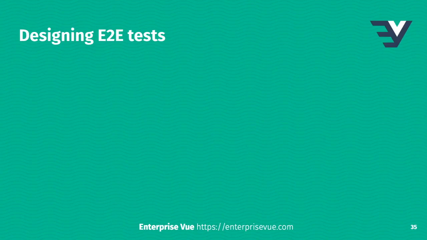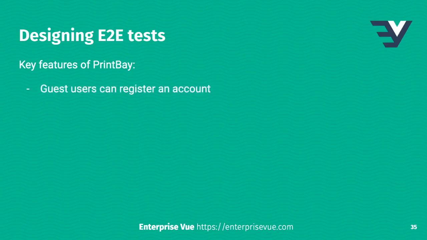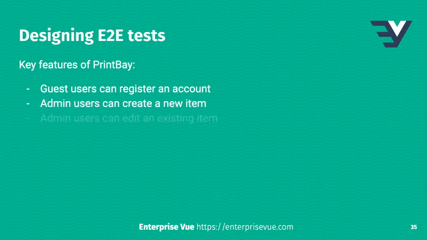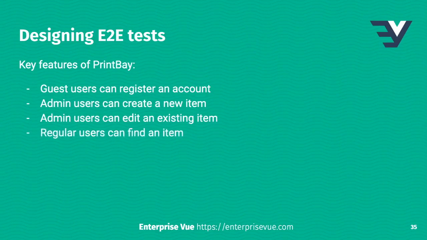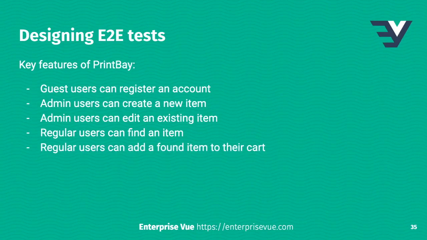app are. Now in Print Bay, some of the main features are guest users can register an account, admin users can create a new item, admin users can edit an existing item, regular users can find an item, and regular users can add a found item to their shopping cart. Now we could make each of these use cases the basis of a separate end-to-end test.